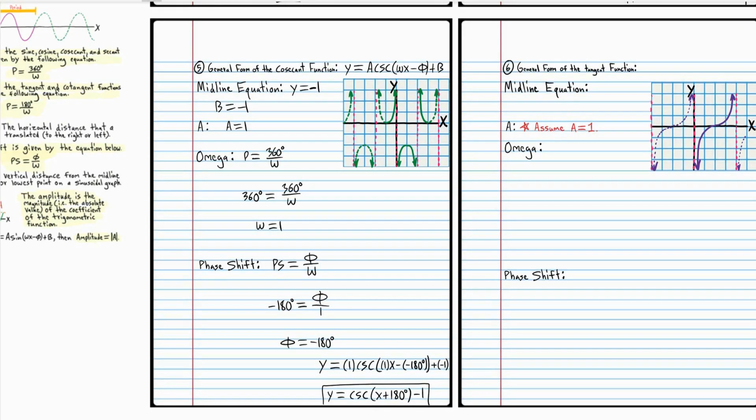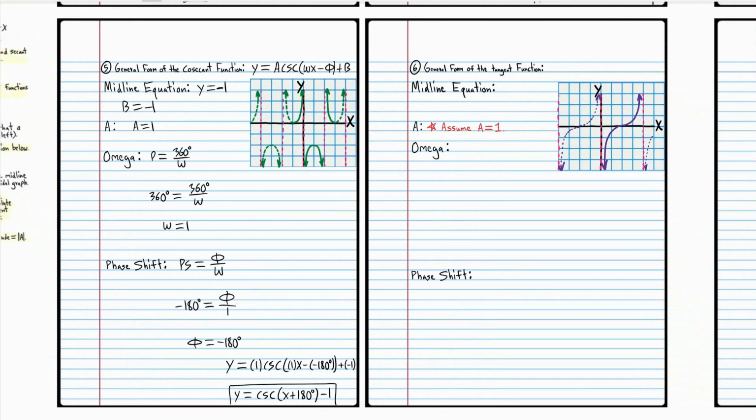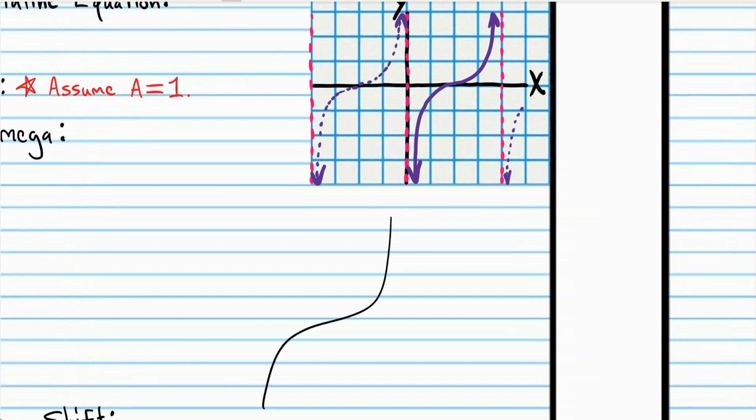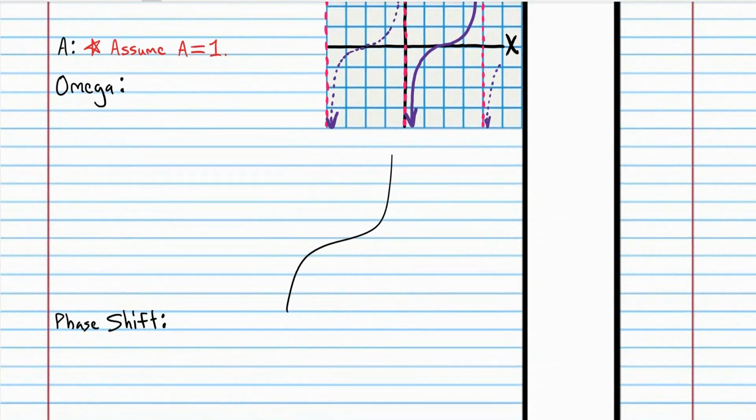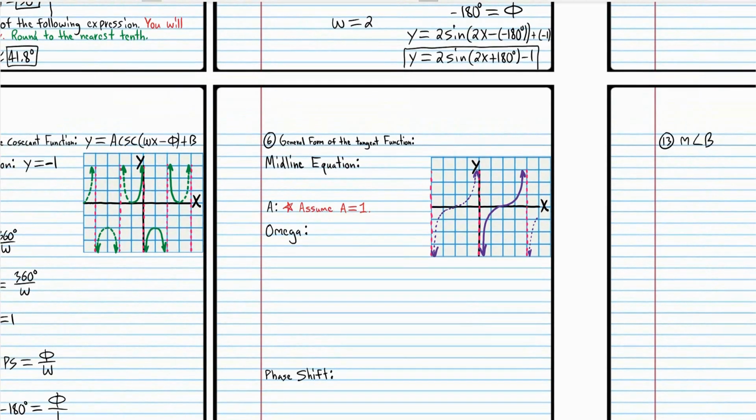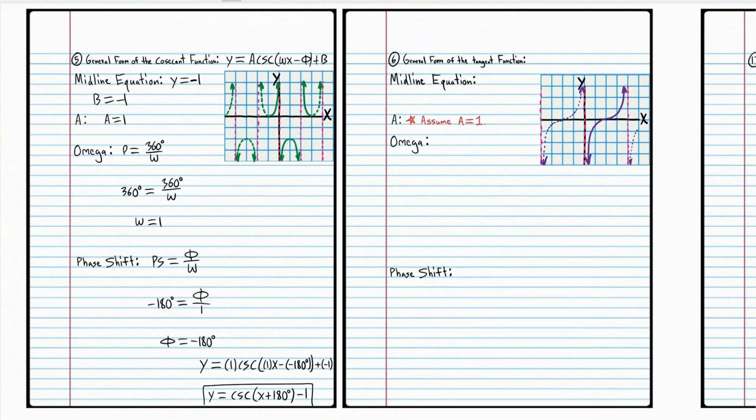So on to the next problem, try number 6. Remember, we assume that A is 1 whenever we have a cotangent or tangent curve, because it would complicate things if A were not 1. And remember, if the curve is in this orientation, it's going to be the tangent curve. If it's in this orientation, it's going to be the cotangent curve. And I tell you what the curve is going to be up here, so you don't really even have to guess. So try number 6, and when you come back, we'll do it together.